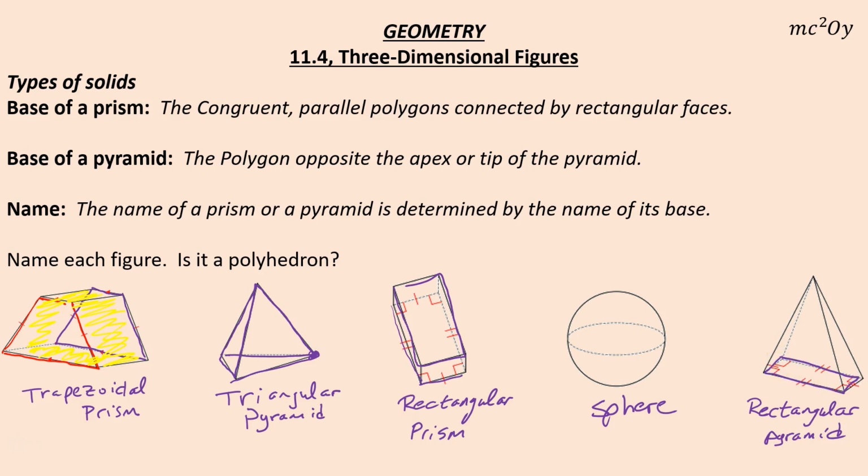Okay? Now, we got ahead of ourselves. Name each figure. We did that. But is it a polyhedron? Well, yes. That's a polyhedron. So, yes. Yes. Yes. They all have straight edges here. Okay. Now, notice I skipped the sphere because that one's no. We have curved edges.